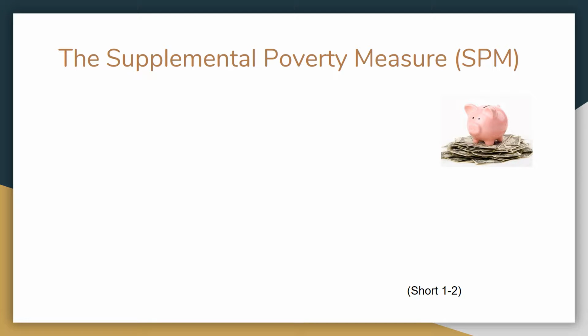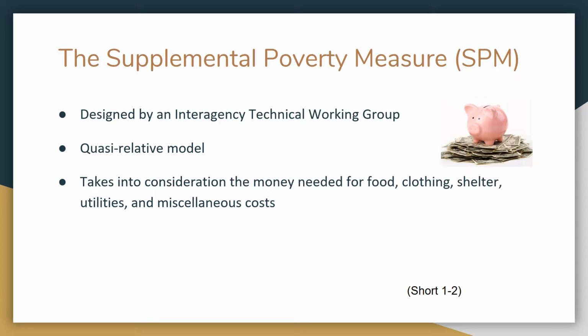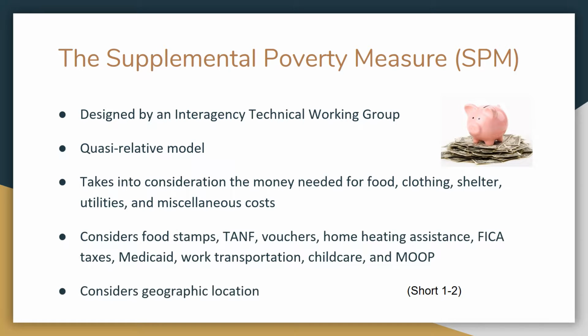Recognizing the flaws of the OPM, the Interagency Technical Working Group designed another measure of poverty, the Supplemental Poverty Measure. The SPM is a quasi-relative model focusing on food, clothing, utilities, shelter, and miscellaneous costs. The poverty threshold is set by identifying the 33rd percentile for the average amount spent in each category. There are also many more factors that the SPM takes into consideration.